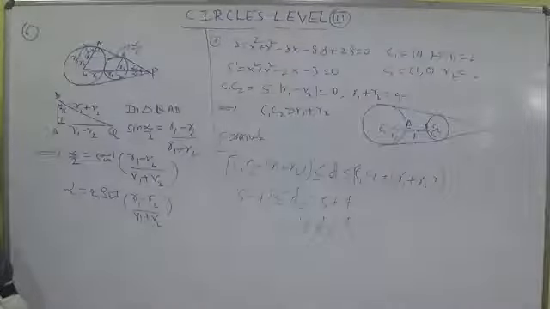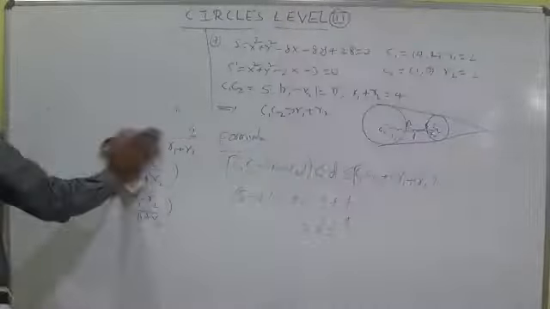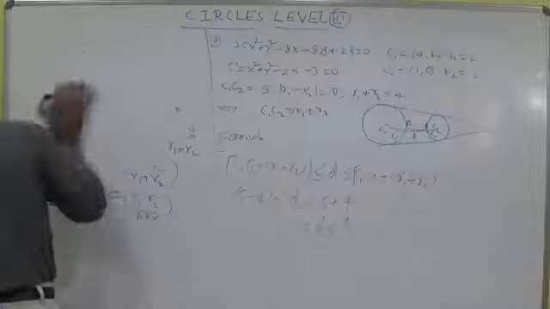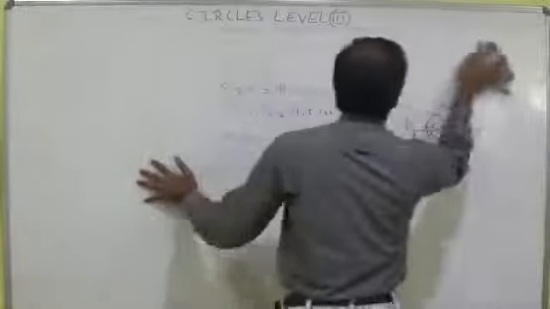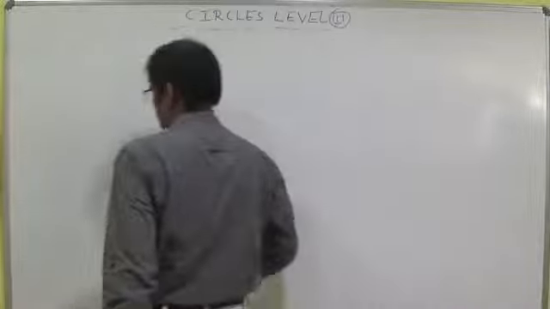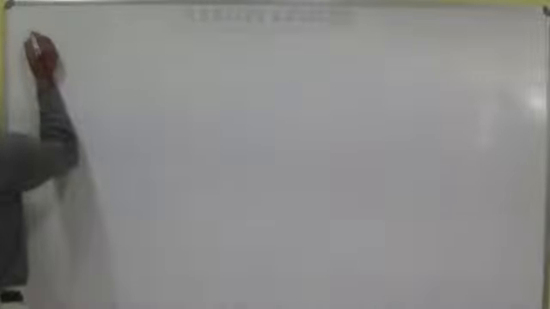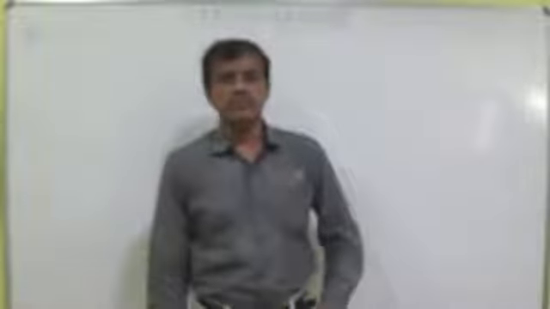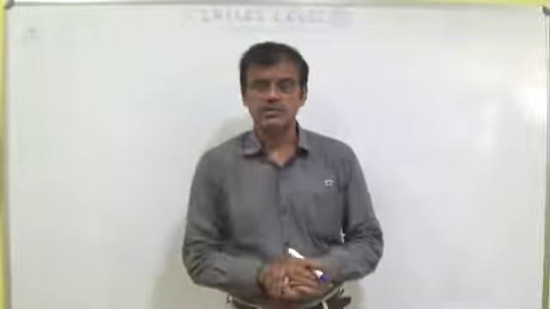Let us discuss the 8th question. The equation of circles which pass through the origin and cut off equal chords of length A. According to the condition, the circle should pass through the origin. So C equal to 0, x square plus y square plus 2gx plus 2fy equal to 0. That's all.